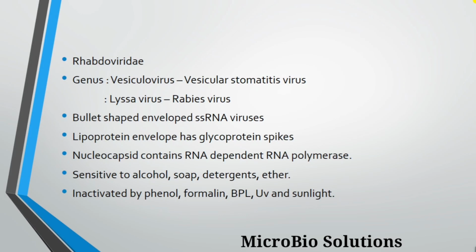So rabies virus is a bullet-shaped, enveloped, single-stranded RNA virus which contains a lipoprotein envelope which has glycoprotein spikes. And the nucleocapsid contains RNA-dependent RNA polymerase, and this virus is sensitive to alcohol, soap, detergents, and ether. Also, they get inactivated by phenol, formalin, BPL, UV, and sunlight. These are the common features of rabies viruses.